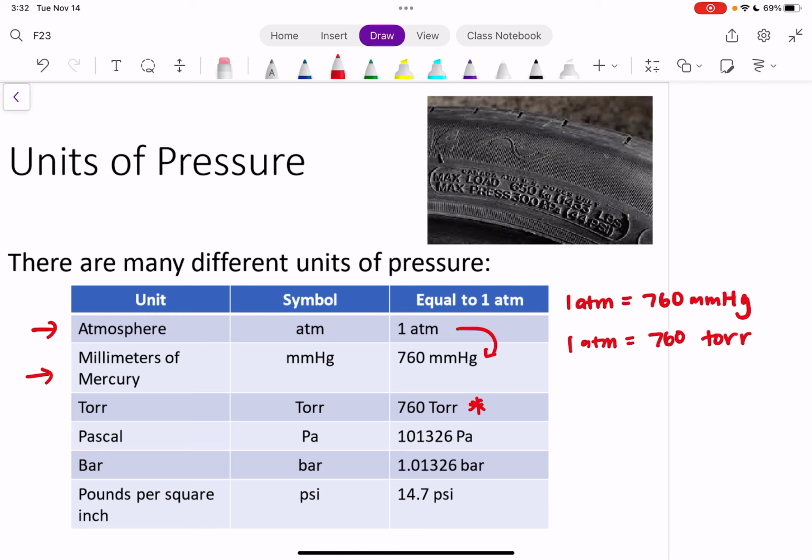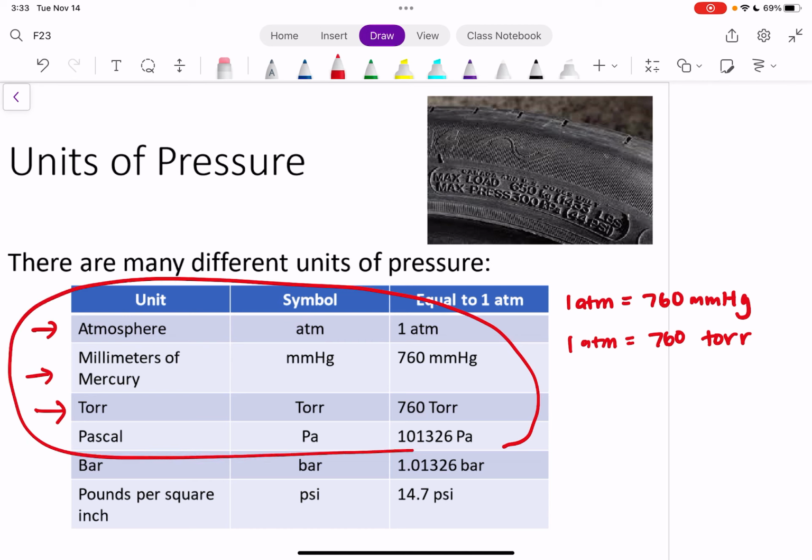So torr is another unit that we're going to become somewhat familiar with in this class. And actually, let me go ahead and star which ones we're going to mostly focus on in this class. Probably focus on these ones here. Probably not even pascals very often, but I do want to show you them. But generally, ATMs, millimeters of mercury, and torr. So we also have pascals, which is just yet another unit of pressure.